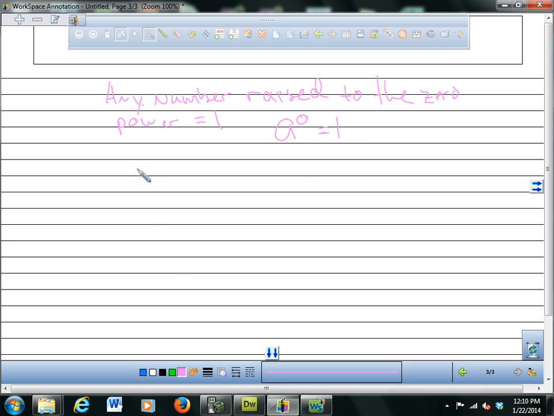So for example, what's 3 raised to the 0 power? 1. What's 13.7 raised to the 0 power? 1. What's negative 2 raised to the 0 power? 1. With this one, you have to be careful because the negative has to be inside parentheses. Otherwise, you would do 2 to the 0 and then make it negative. So this is equal to 1, but this, negative 2 raised to the 0, is equal to negative 1.